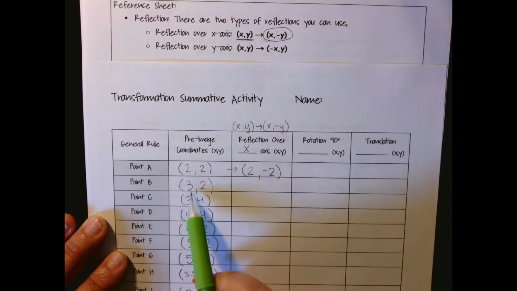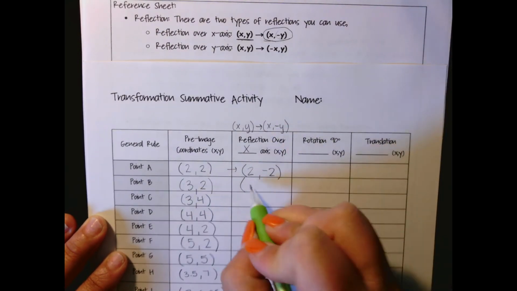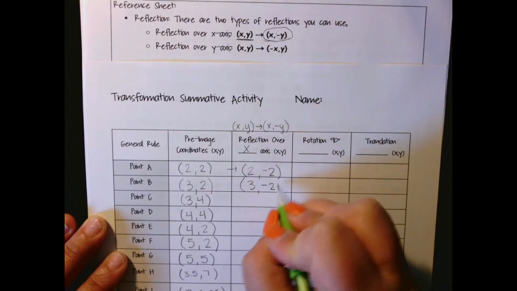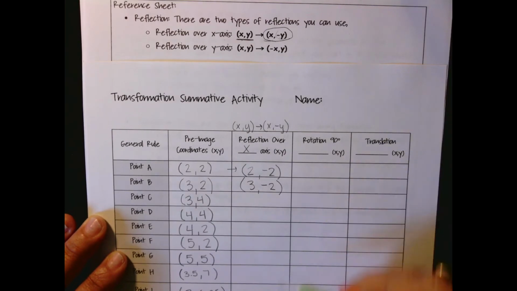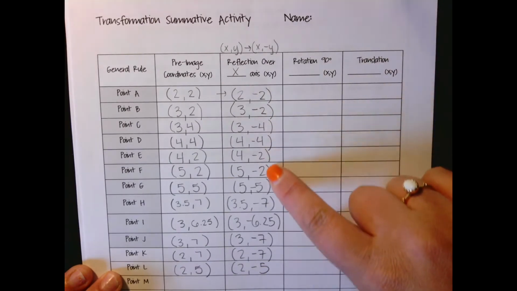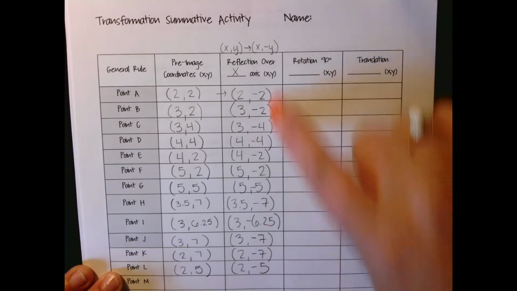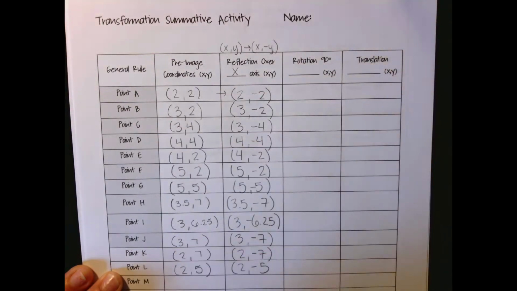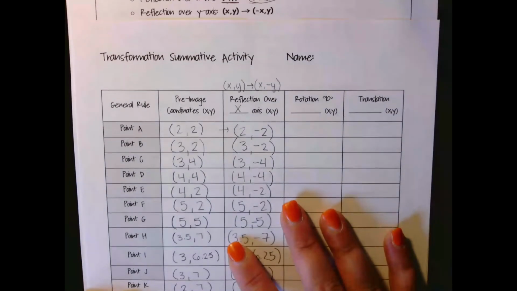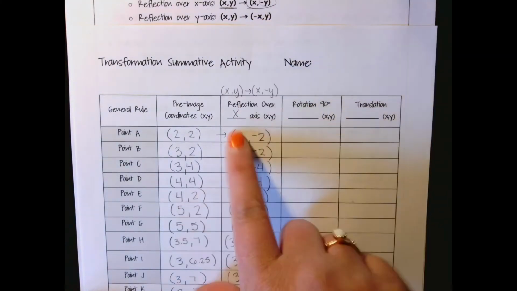So if I look at point B, I have 3, 2. So it's going to be x, my x was 3. Negative y, my y was 2, so it becomes negative 2. And I'm going to go down this whole list doing that with all of those. So now I have gone through and all of my points, all of the y coordinates are now negative. So I'm going to go ahead and plot these all on my graph. And if I had wanted to reflect this over the y-axis, you would do just the opposite. So we would take our ordered pair x, y and it would become negative x, y. So you can do either one you would like.